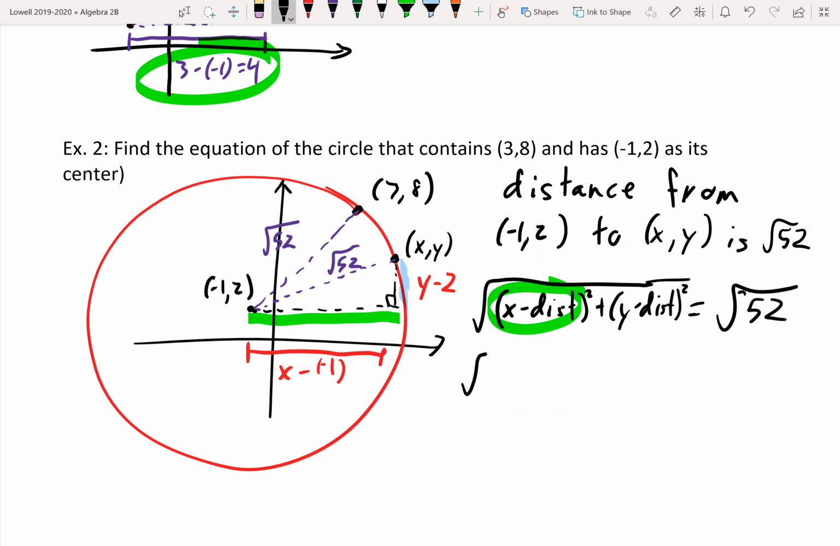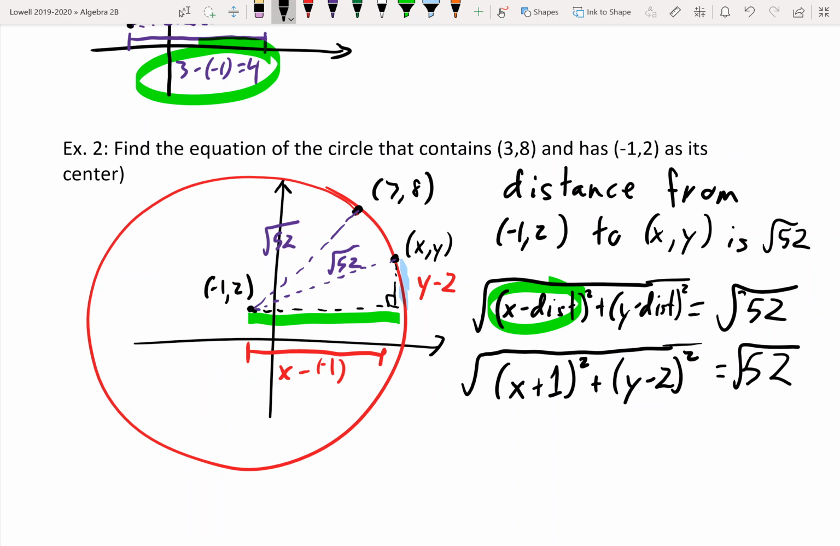And so our equation now is going to look like this. So x minus -1 is going to be x plus 1 really, squared, plus our y distance, or change in y, y minus 2 squared. And that equals root 52. And that really is going to be the equation of your circle.